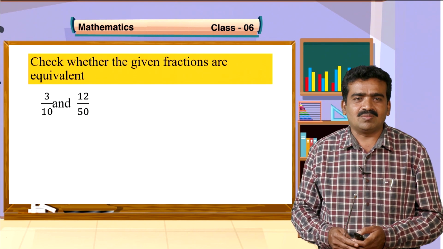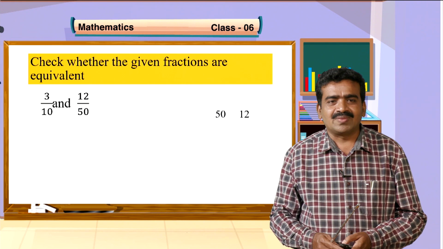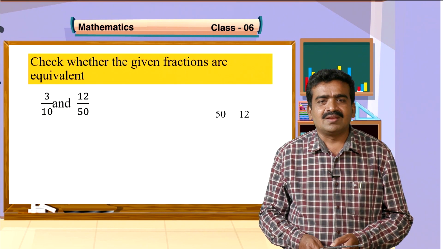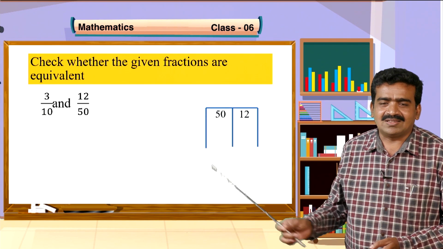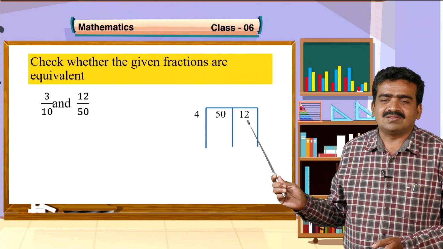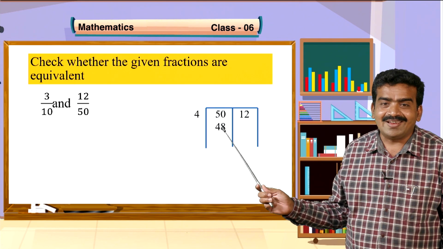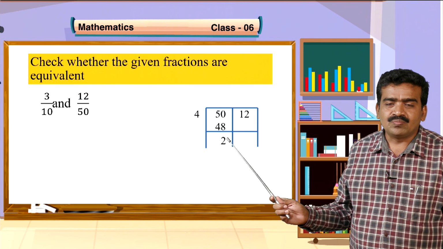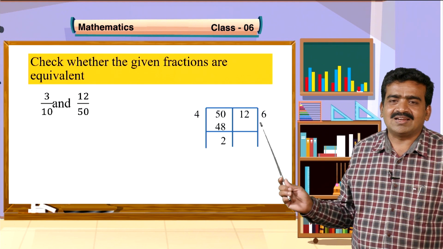Let us test one more: 3 by 10 and 12 by 50. 3 by 10 is already in simplest form. Let us find the simplest form of 12 by 50. So write 12 by 50 and divide 50 by 12. Find the nearest multiple for 50: 12 fours are 48. Then the remainder is 2. Then divide 12 by 2, you will get 6.